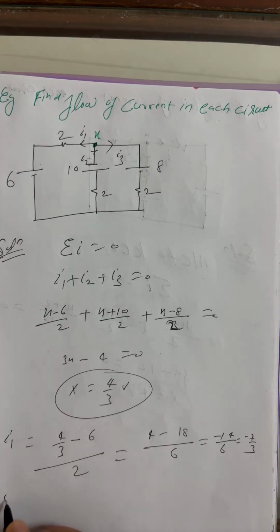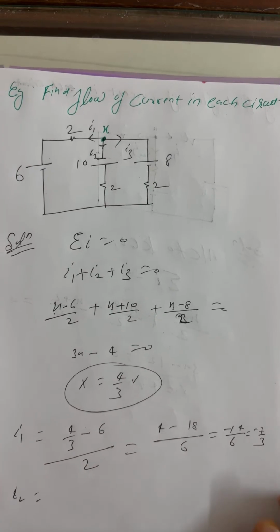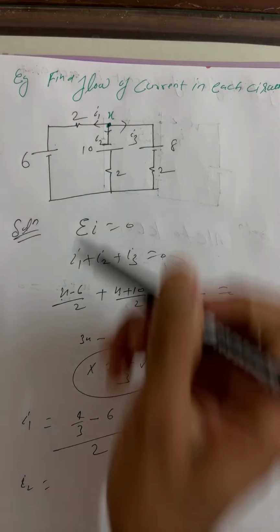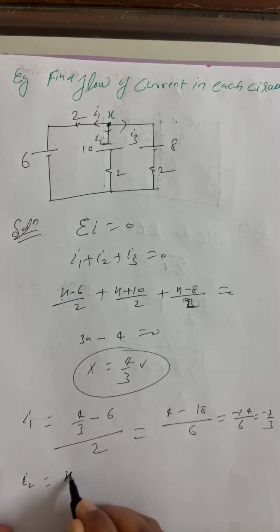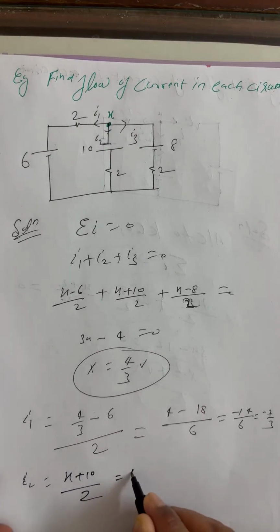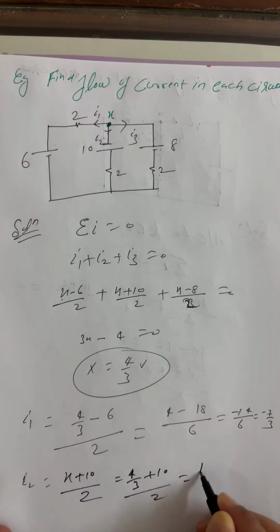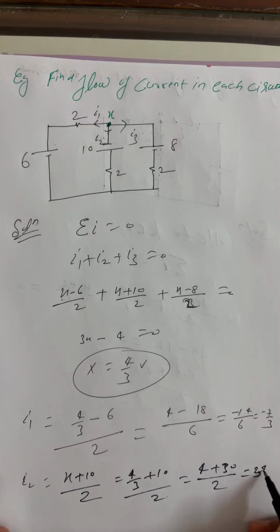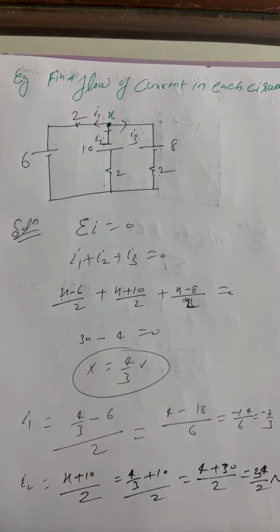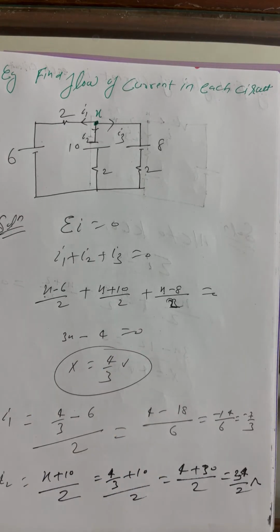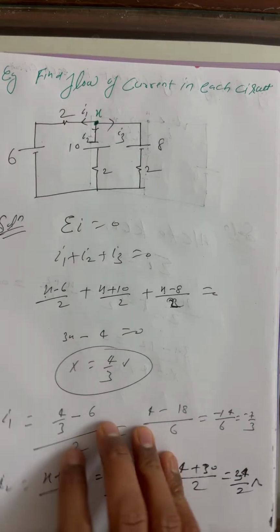So that is I1. Further, you can find I2 as well. So what is I2, my dear? I2 in this circuit is (x plus 10) by 2. So x is 4 by 3 plus 10 by 2, so 4 plus 30 by 2, that is 34 by 2. Got it, my dear? Further, you can also find I3.